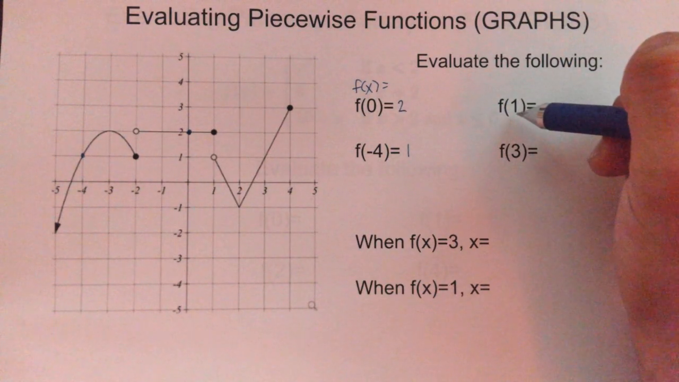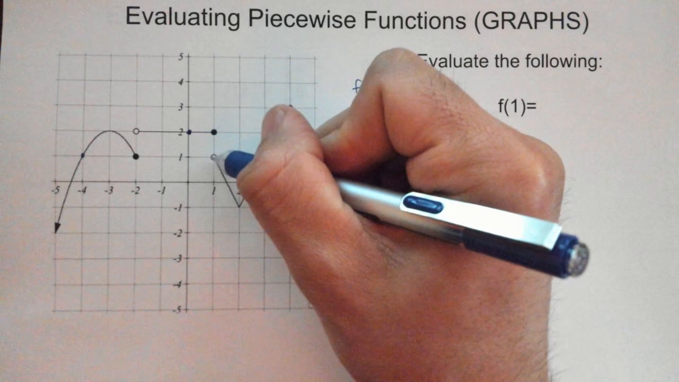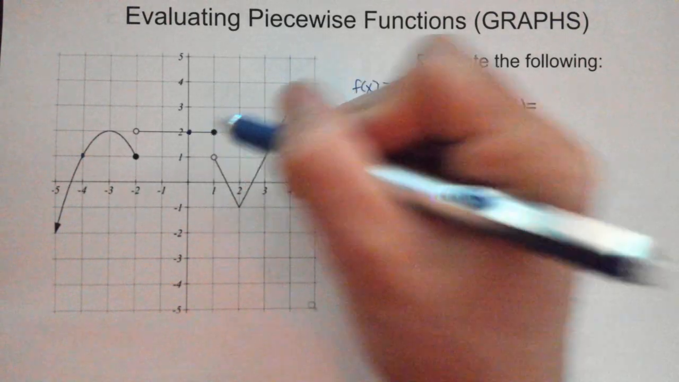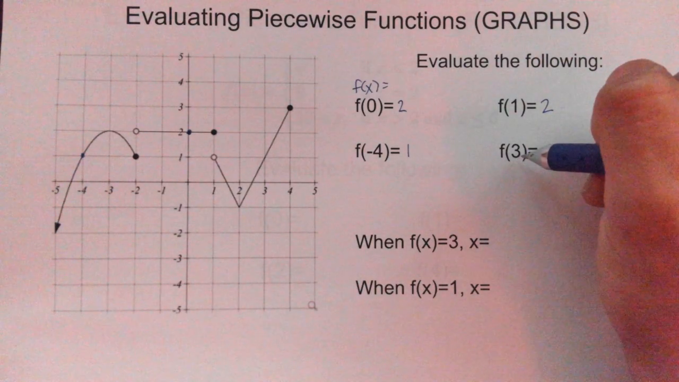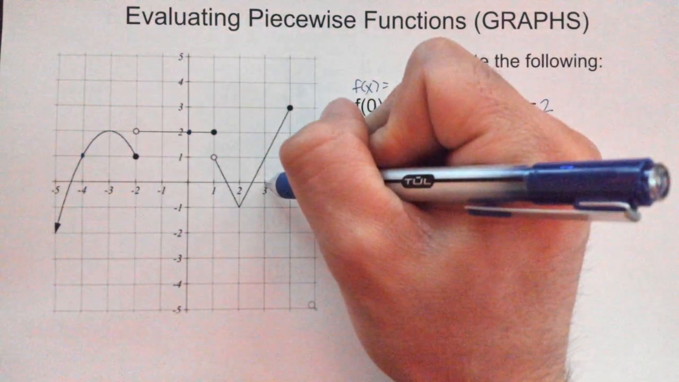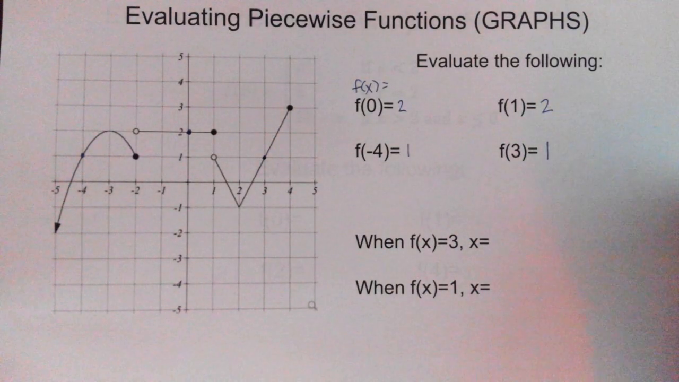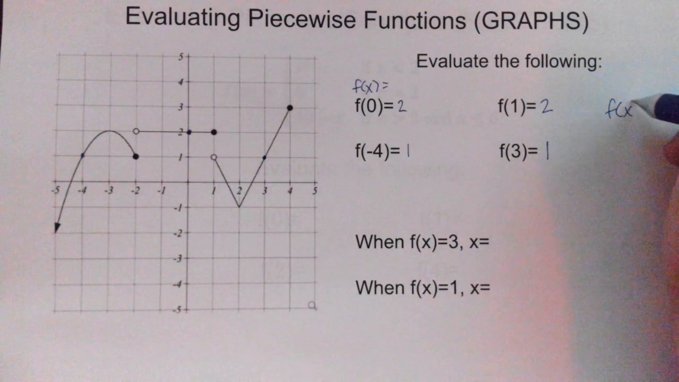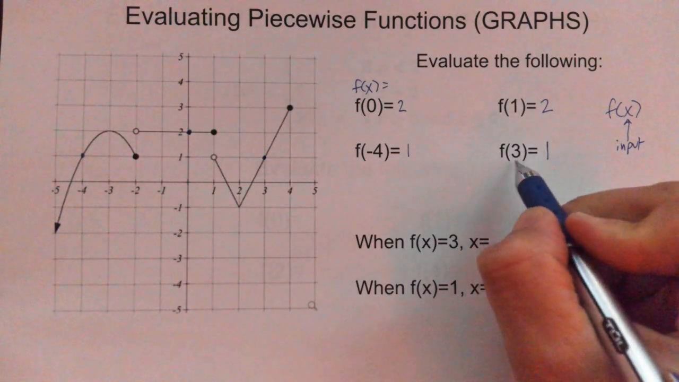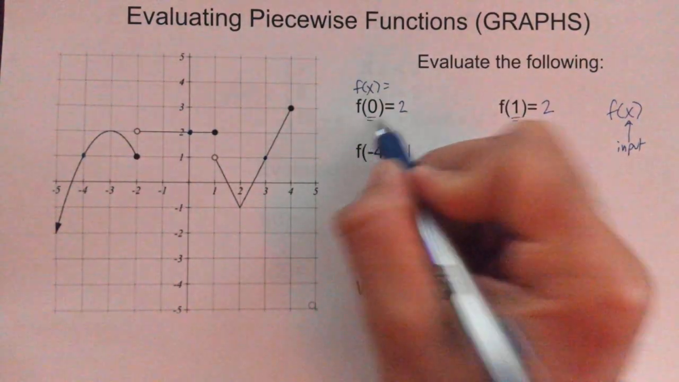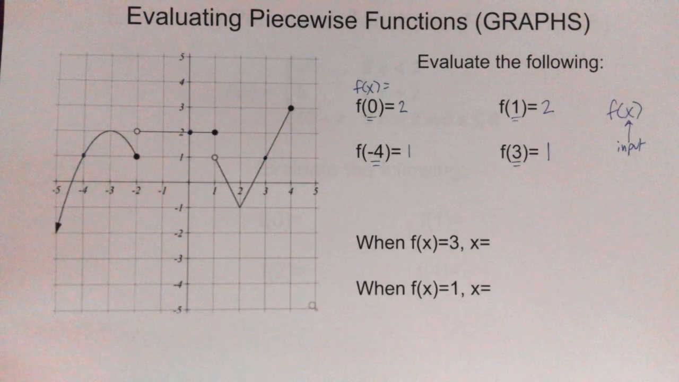Similarly, when x equals 1, the function does not exist here, there's a hole, but it does exist here at the top at 2. And then when x equals 3, the function equals 1. We want to think of f of x as a function of x, where this is my input. So here I'm given all of the inputs. That's why I went to the x-axis to find the output.